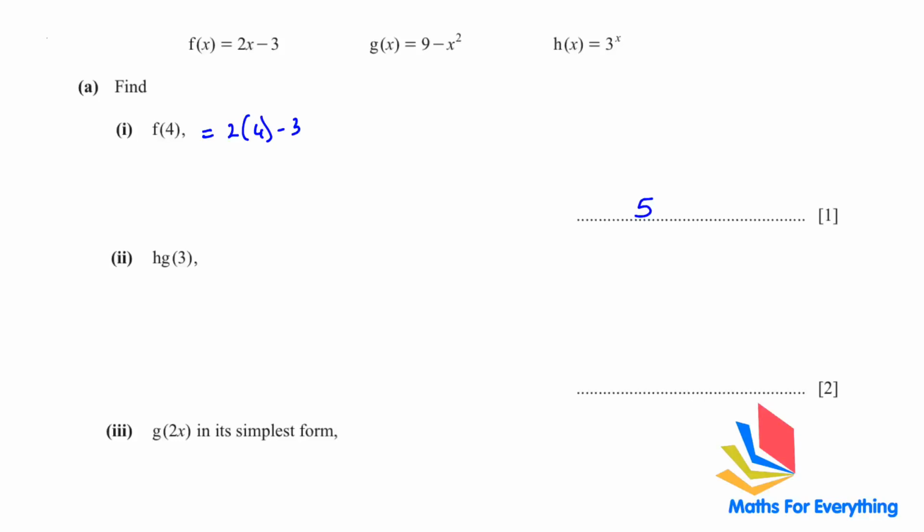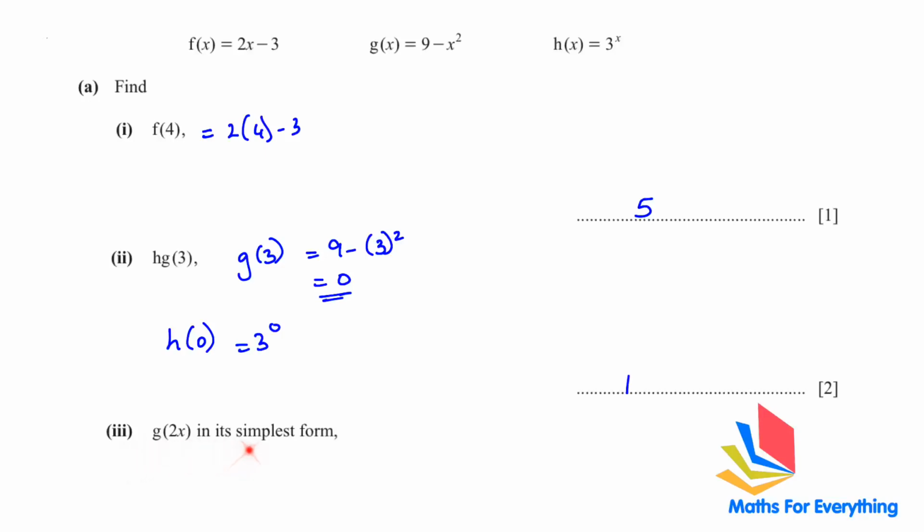Next, h of g of 3. So first we'll start with the inside. So g of 3. In place of x, we will put 3. And that is 0. And this answer we will put in place of x in h. So 3 to the power of 0, 1.